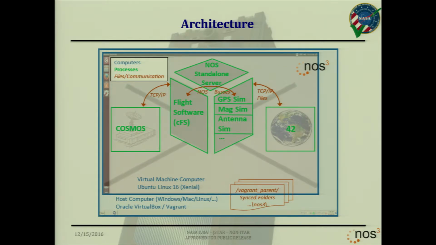Inside your virtual machine, you've got your ground station. Right now we're running Cosmos. You've got our flight software, CFS, all of the middleware or glue, which is that NOS standalone server or NOS engine as I called it. Then we have all of your simulators running. Now you can run all of your simulators, one of your simulators, it doesn't really matter, whatever you're trying to test at that time. Right next to that you actually have your dynamics provider, your environment 42.